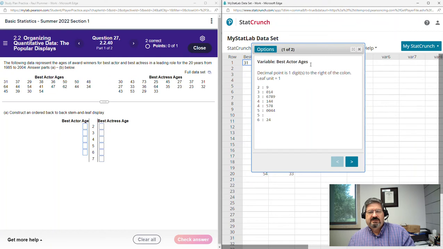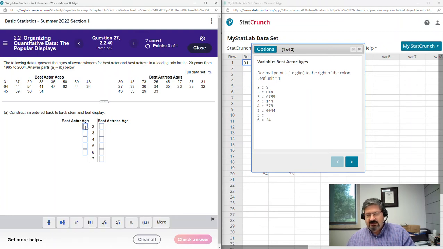All right, so this is best actor, and that is what's going to go on the left. So here's a little bit different. On this side, when we list the leaves, we want the smallest leaf to actually be closest to our stem. So we're going to put these in reverse. So on this side, we're going to go 9, 8, 7, 6, and then 4, and then 4, 1, and 0.